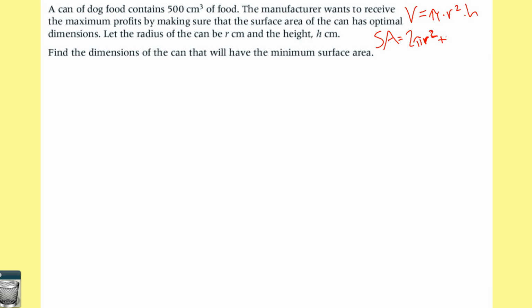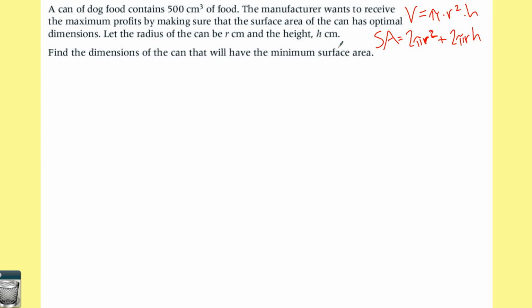Plus the label of a can, which is like a rectangle, so you would take the circumference, 2 pi r, times the height, which is the area of that label. Those are the formulas we want to know. Now, we want to find the dimensions so that the can has the minimum surface area.